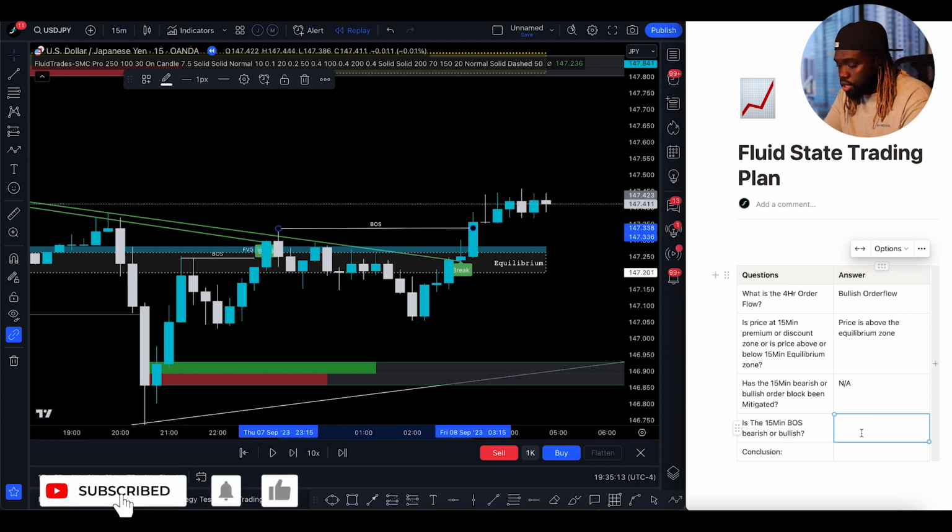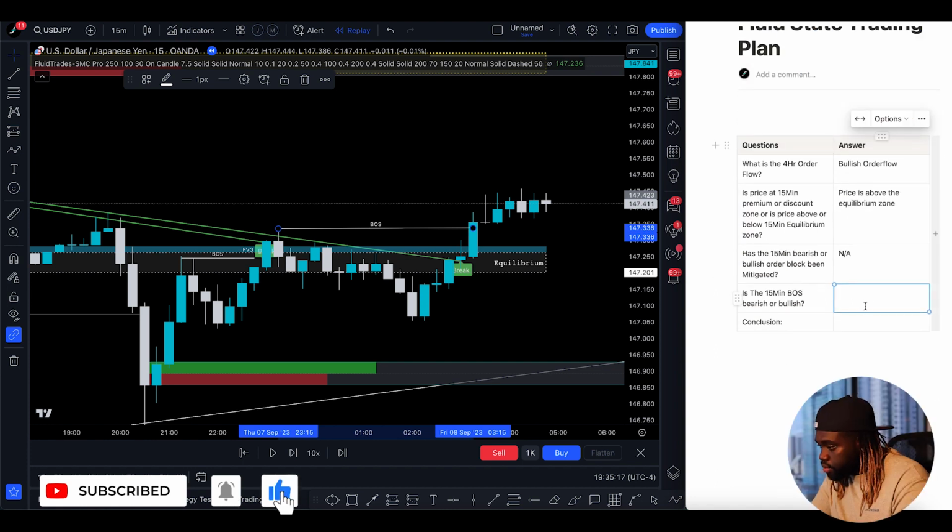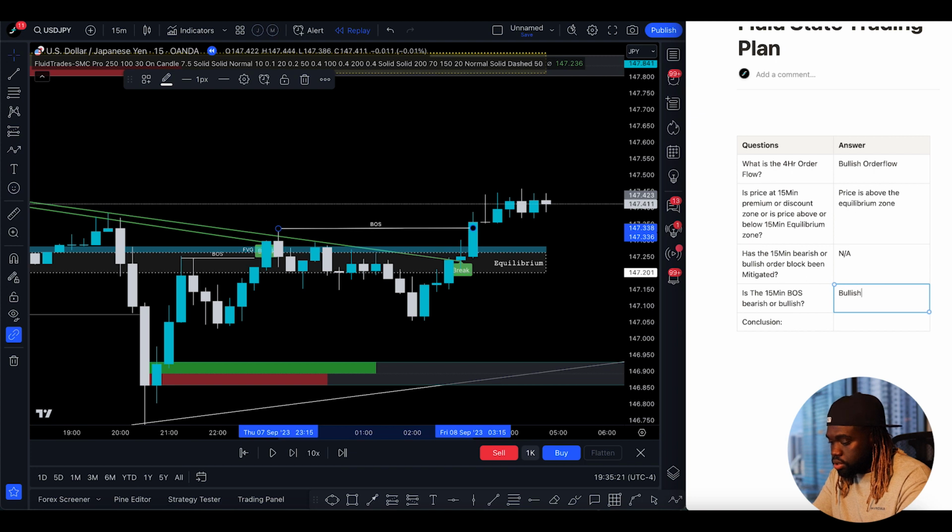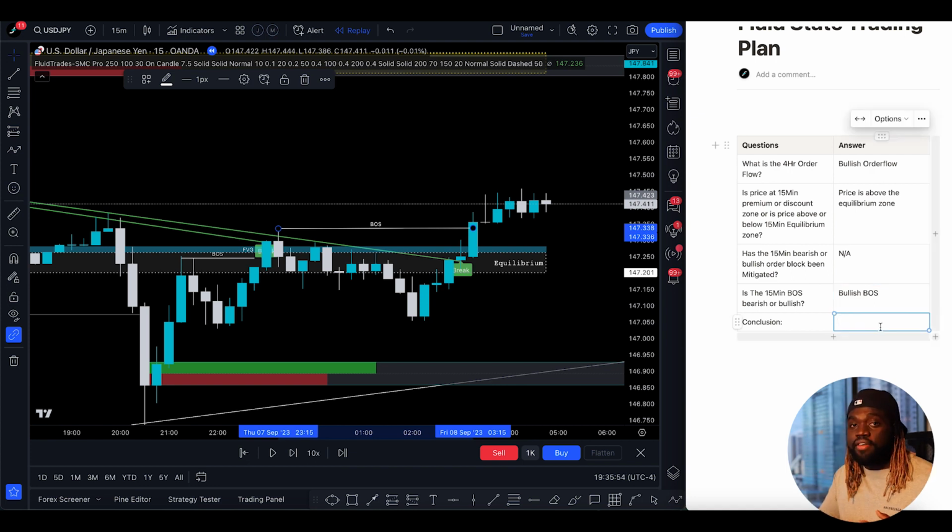So we're gonna say bullish, bullish BOS, breaker structure. I love breaker structure, guys. So now, guys, we have answered the 4 questions. Now it's up to us to come up with a conclusion of what we're looking for. So if we look at our questionnaire on our trading plan, we have a bullish order flow in the 4-hour time frame.